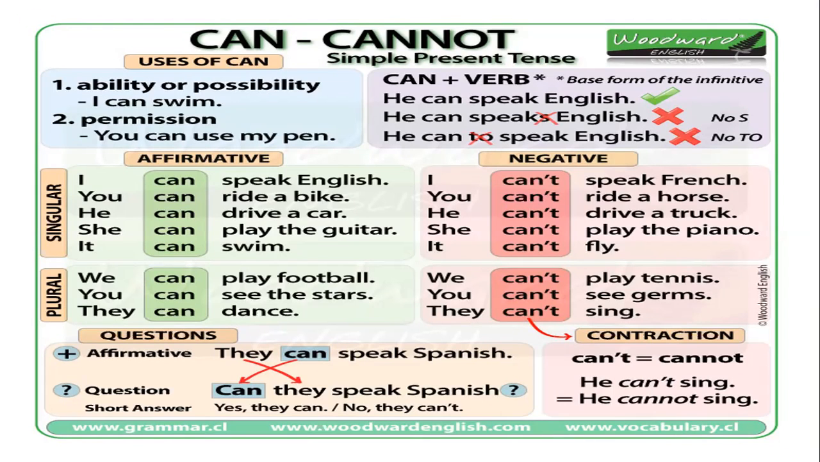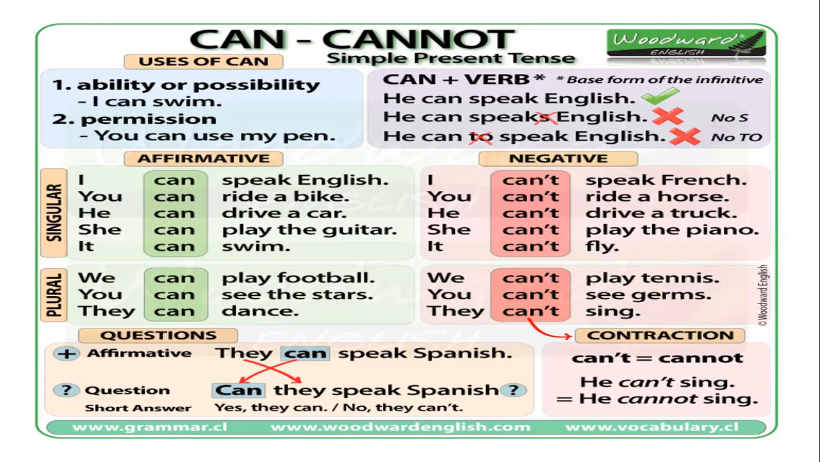You can also use can for asking permission. But let me tell you that this is in a very informal way, right? You can use my pen. So I'm giving you the permission, but normally when I'm asking permission of a person that is not very familiar to me, I say, may I use your pen, please? But if you trust enough and you're very familiar, you can say, can I use your pen?